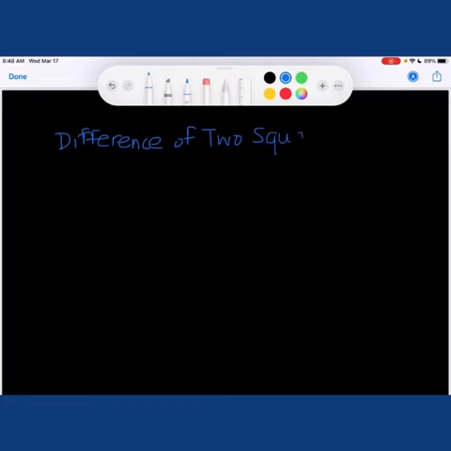And just like it says, it's a difference, so that means you're going to be subtracting. And there's two squares. A perfect square is something like 9, 16, 25, x squared. So it's going to be in the form a squared minus b squared. You've got a perfect square minus a perfect square. An example would be x squared minus 4, because x squared is a perfect square, 4 is a perfect square, and you're subtracting them.